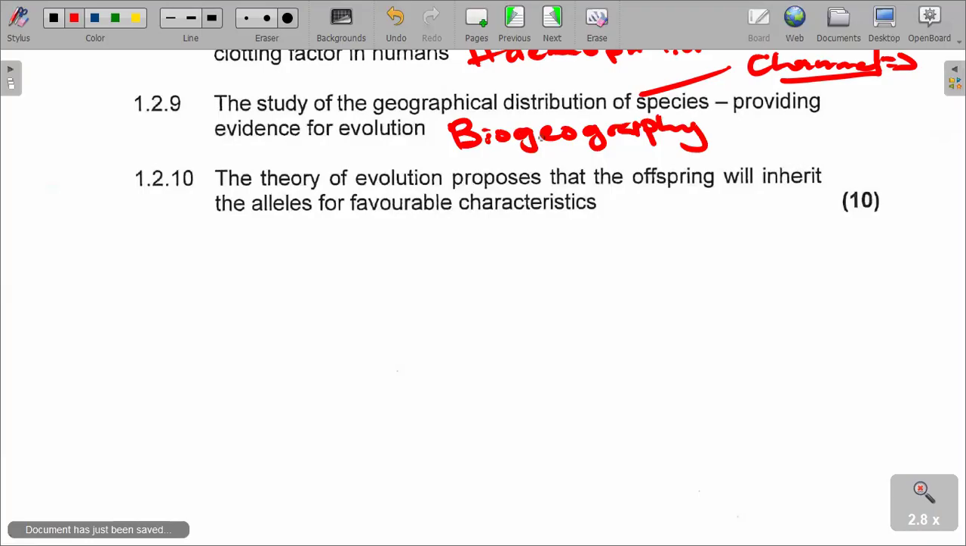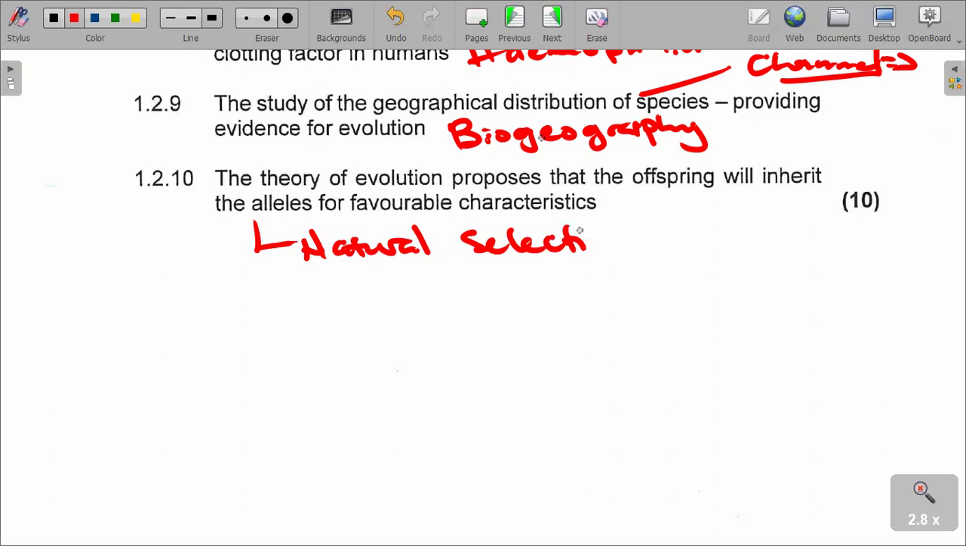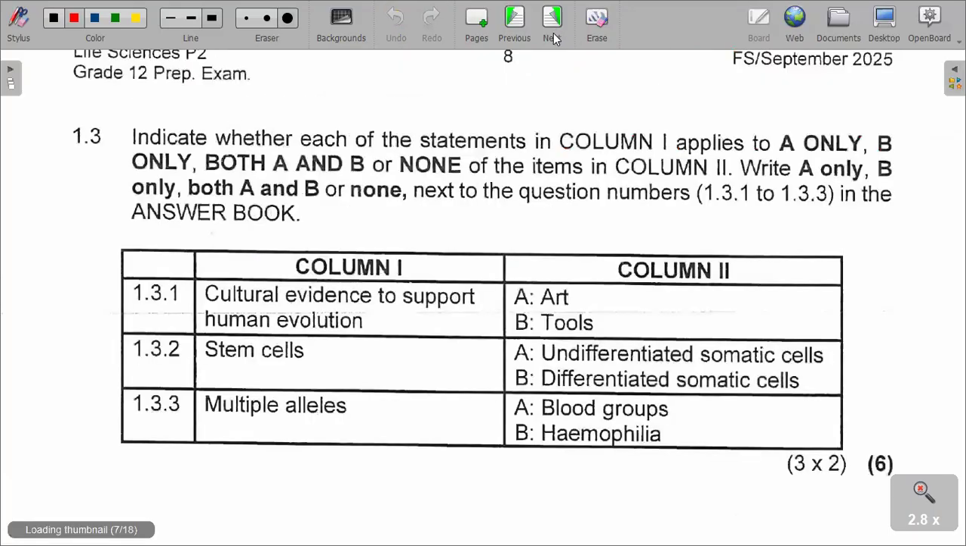The theory of evolution proposed that the offspring who inherit the alleles of favorable characteristics survive. We say that is the theory of evolution by natural selection. Please check on that again. These are interesting chapters which we have taken time to work on, so please just keep connected.